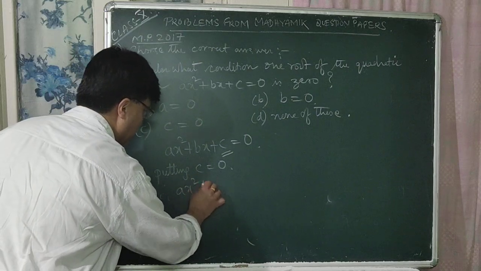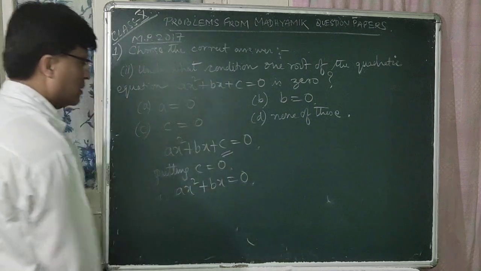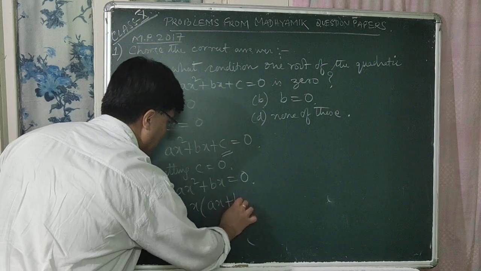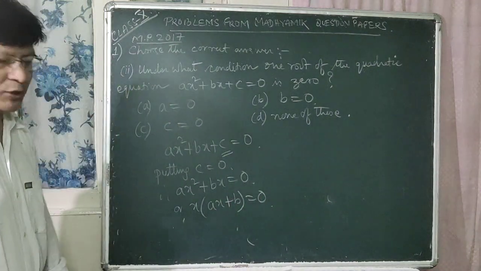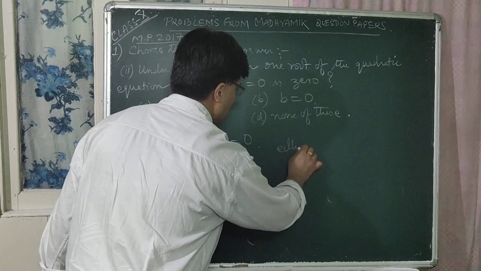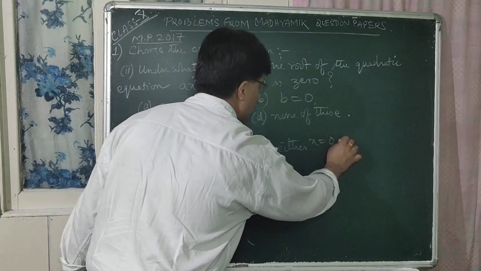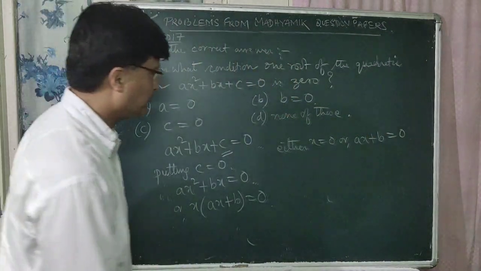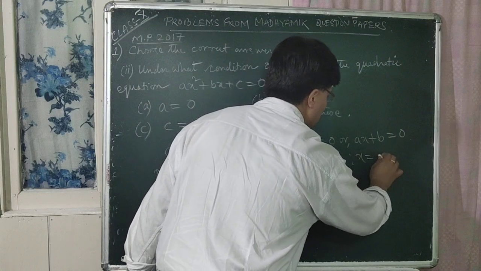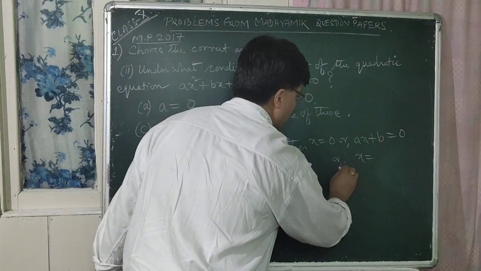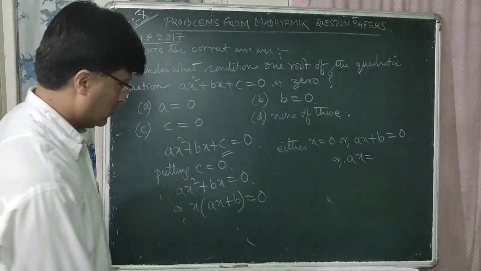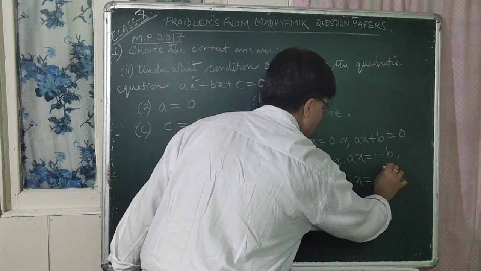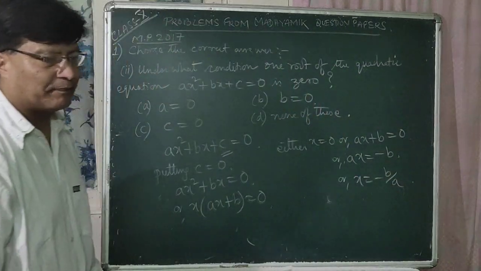Therefore, ax square plus bx will be equal to 0, right? So what is common out here? It is x within bracket. Ax plus b is equal to 0. So you can write either or. So either x is equal to 0 or ax plus b is equal to 0. So here x is equal to, or this ax. Now plus b, it becomes minus b on the right hand side. Or what is x is equal to? This is minus b by a.